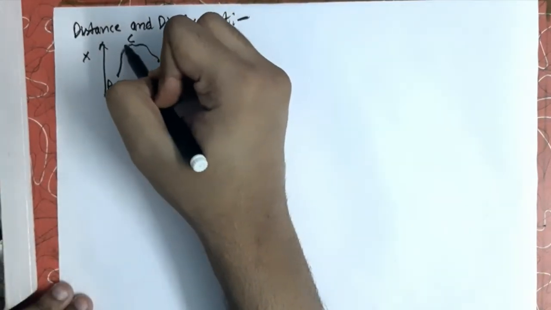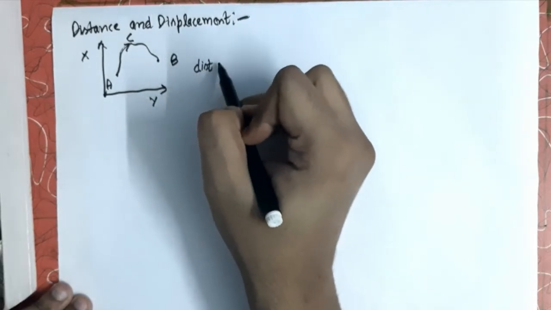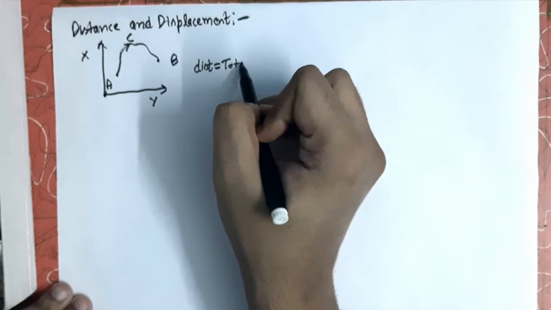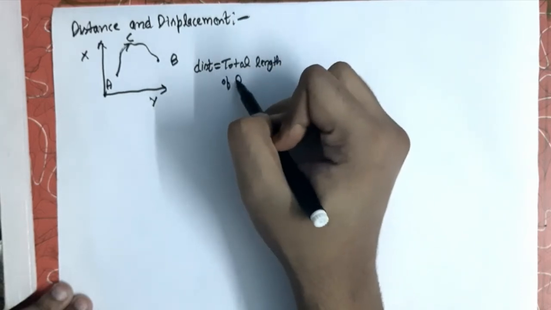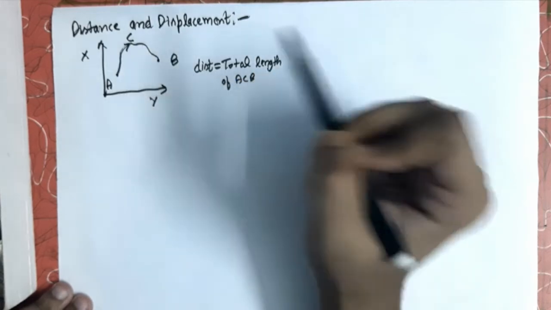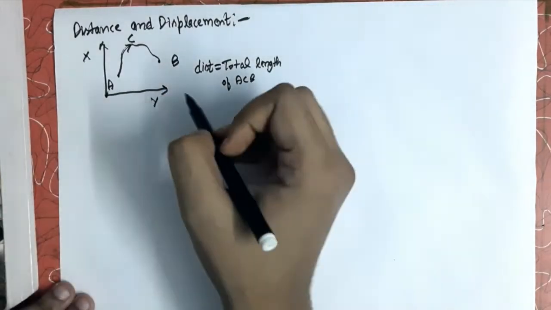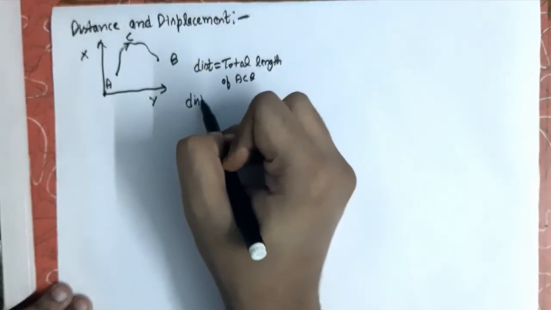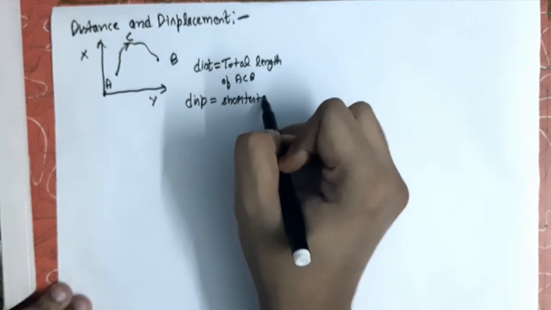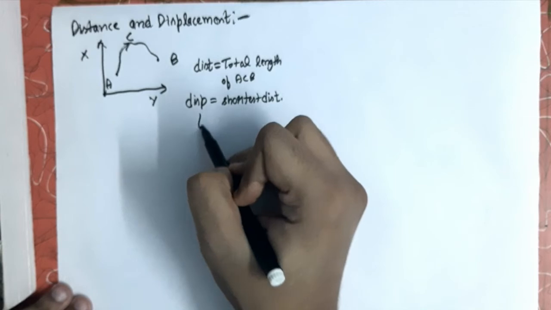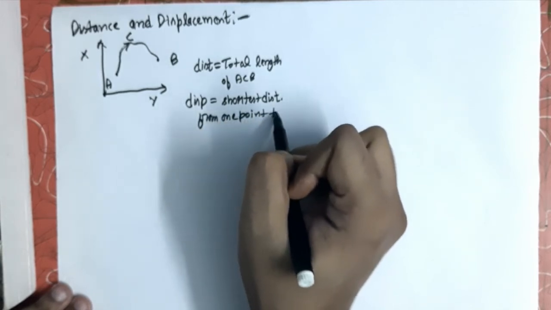So what is the distance? Here the distance will be the total length of ACB, this arc, this path. But what is the displacement? Displacement is actually the shortest distance from one point to another.